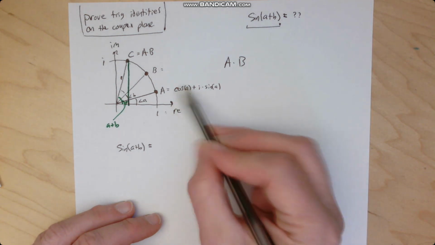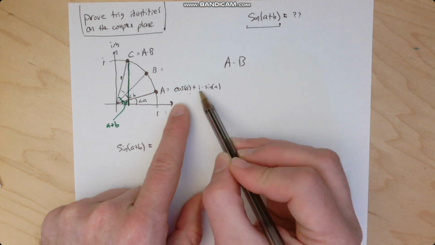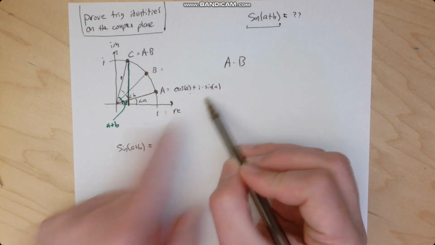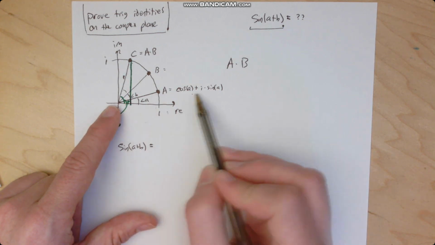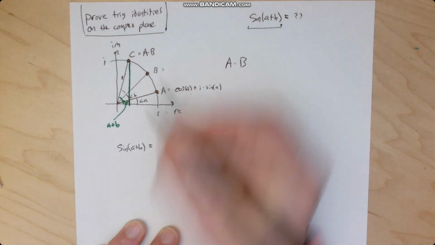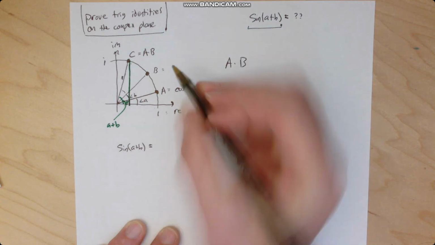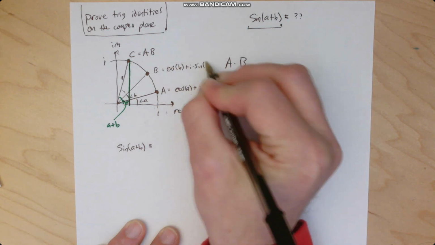But just think about each of these as numbers. If this had been root 3 over 2 plus 1/2 i, that would tell you go horizontally by root 3 over 2 in the real direction, and then go up by 1/2 in the imaginary direction. Okay, so we've got those coordinates. B is just the same story. We've got angle B, so this should be cosine B plus i sine B.